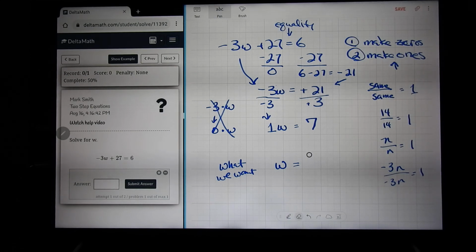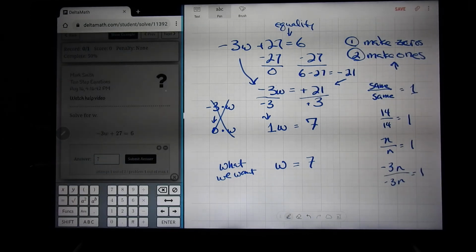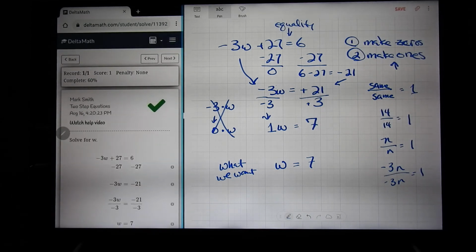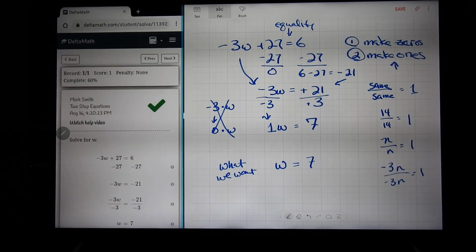And this is our invisible one. We don't usually write it. You can. It absolutely is mathematically correct. Make that a 7. All right, so we say w equals 7. Put in 7 and submit our answer. And yes, we love that. Okay, check mark. And this shows you how the problem was solved for y.